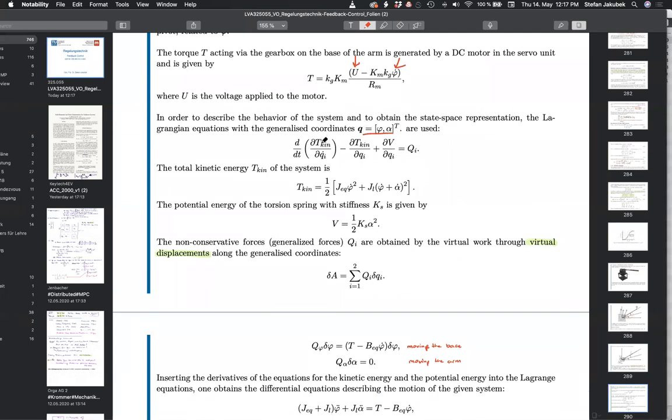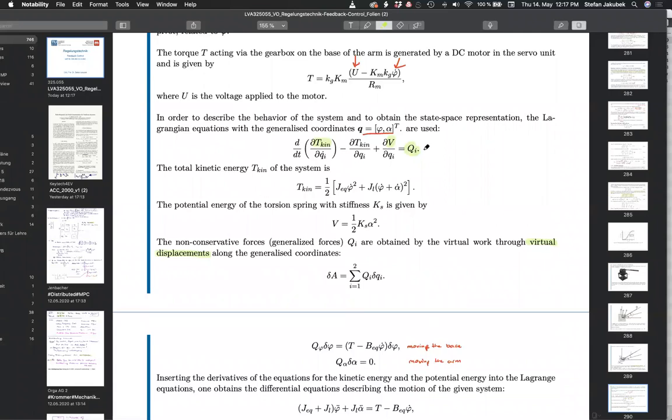And then we need the kinetic energy of the overall system. I'm going to point this out. That's the kinetic energy. And we need the potential energy. And we also need the so-called generalized forces. I'm going to explain in a minute what this means.